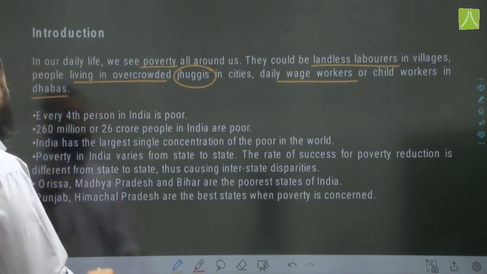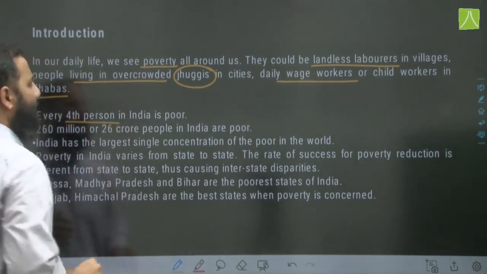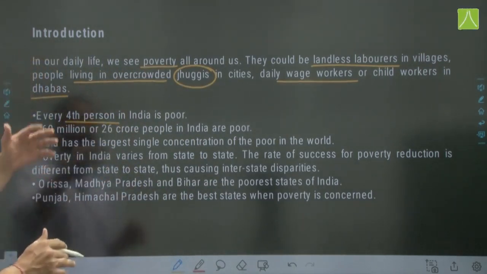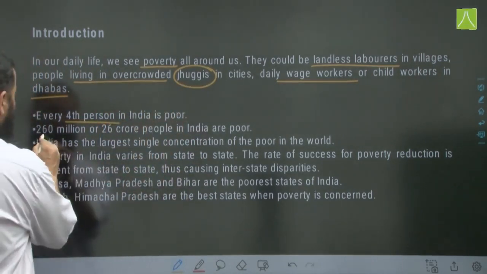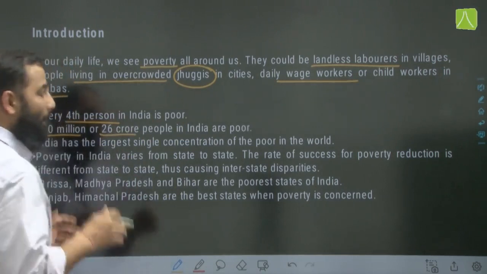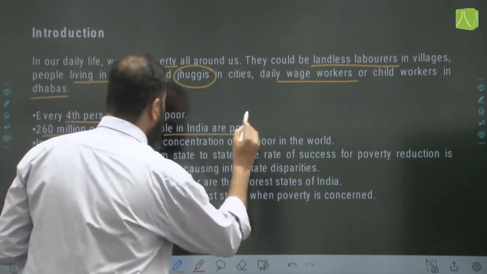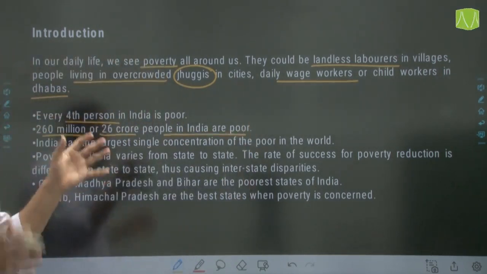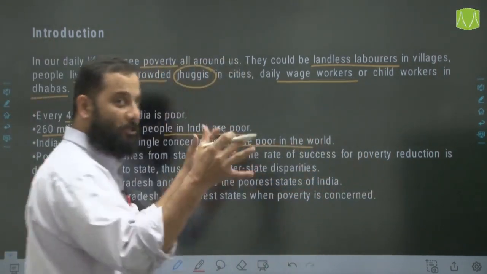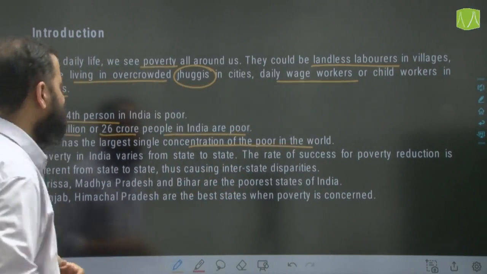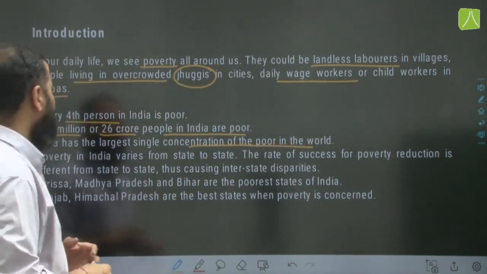Every fourth, there's some data here, every fourth person in India is poor. हर चौथा आदमी इंडिया में गरीब है. 260 million or somewhere around 26 crore people in India are poor. India has the largest single concentration of poor in the world. तो एक ही जगह पे सबसे ज्यादा poor concentrated है because of the population we have.